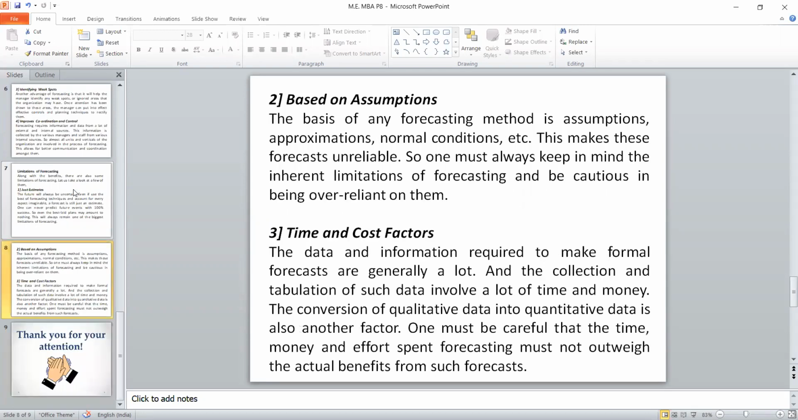The second one: most of the time, based on the different categories of demand forecasting with certain criteria, we are forced to take some assumptions. We think that it will be a normal situation in the market. The raw material or transportation or anything will be in normal condition. All these things we conduct based on assumptions only. But that is not actual.